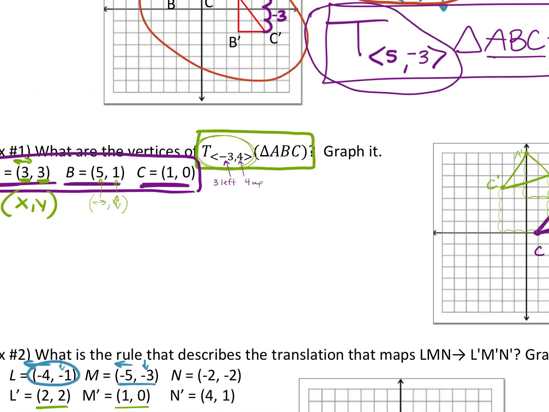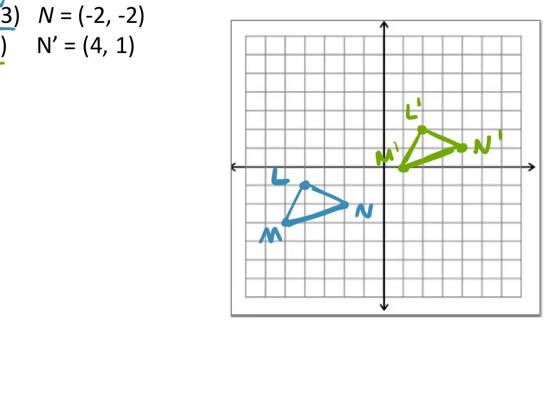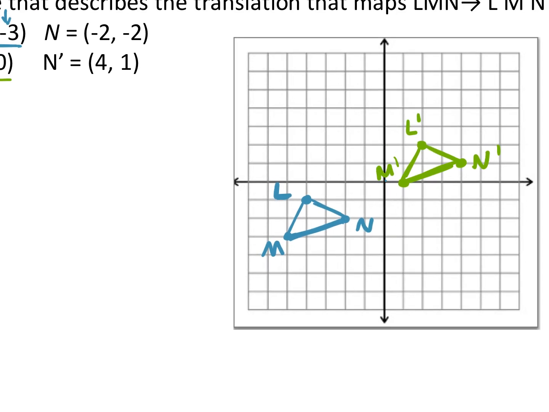Okay, so this one's backwards. The first one said, here's a triangle, and here's the translation you're going to do to it. Give me the new triangle. This one says, here's two triangles. Tell me what happened. Which triangle do you start at? LMN. You start at LMN, okay? And we have to try to come up with a rule.